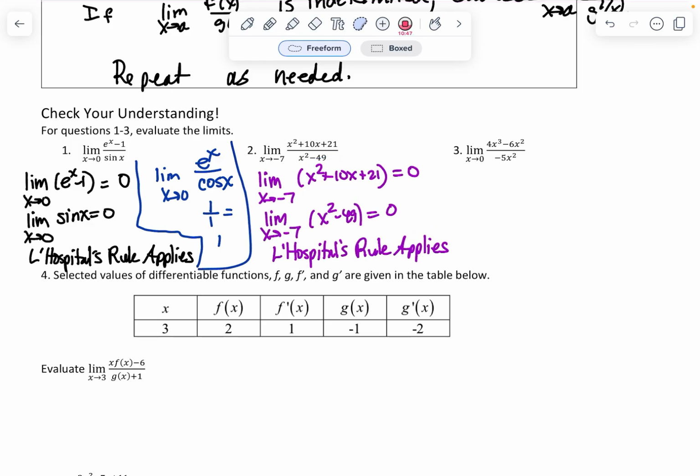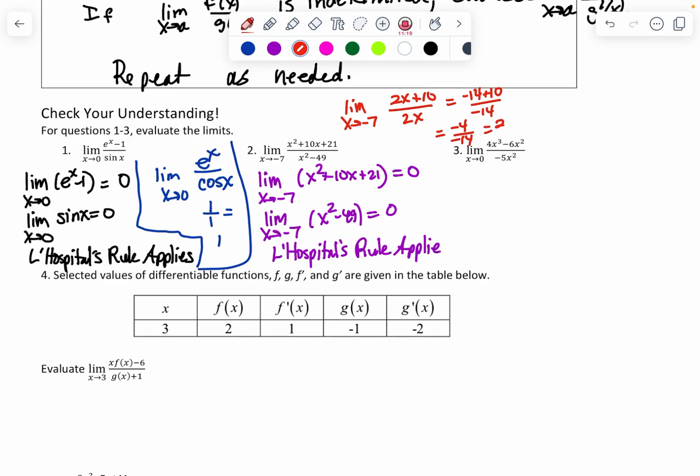Make this a little smaller here. Then I'm going to take the limit as x approaches negative infinity of (2x + 10) over 2x. And when I did that, you're going to get negative 14 plus 10 over negative 14. That's negative 4 over negative 14, which is 2/7. Okay, then let's try the third one.